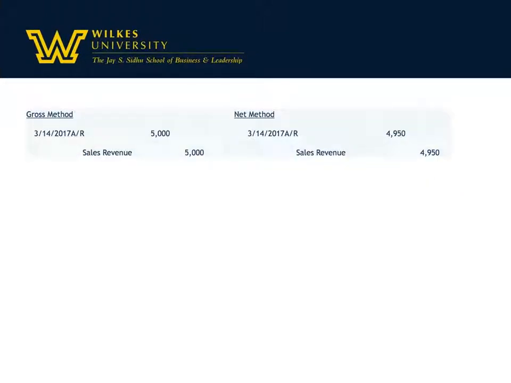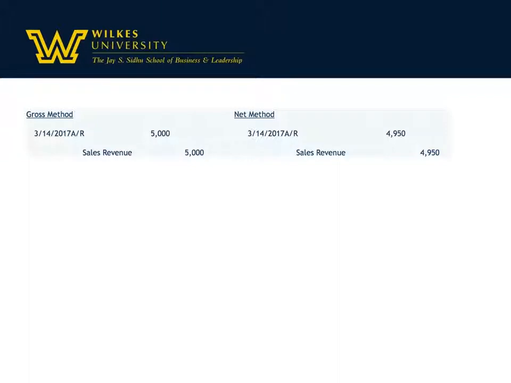The gross method simply means you're going to make your journal entry at the total amount without taking anything into consideration. So what you end up having is accounts receivable, I abbreviate that as A/R, and your sales revenue, nothing new here, for the amount of $5,000. And again, that's nothing new, that's what you covered in your basic financial accounting course.